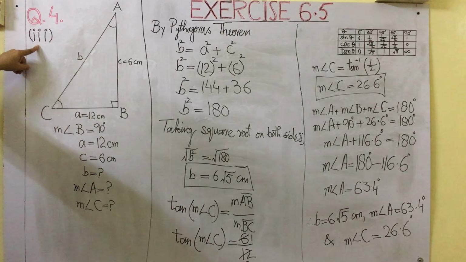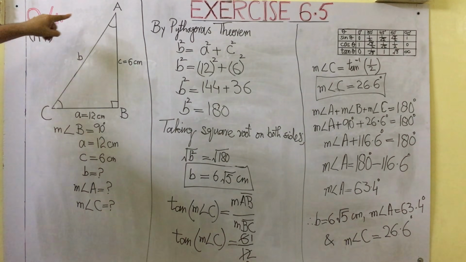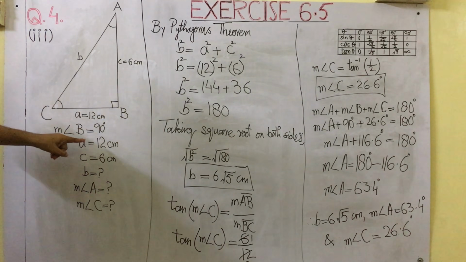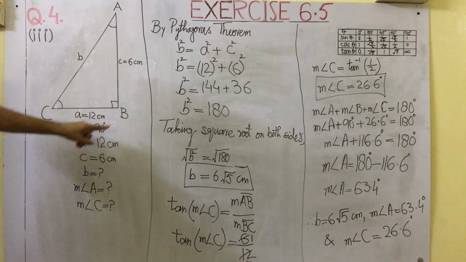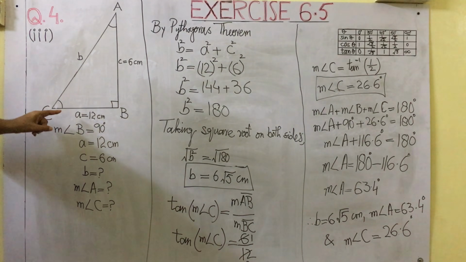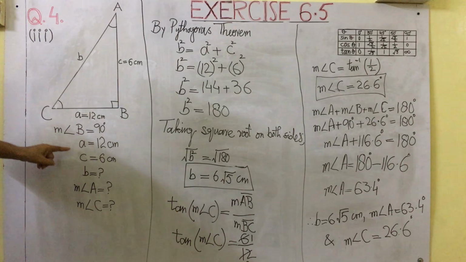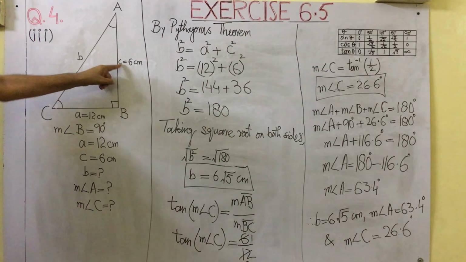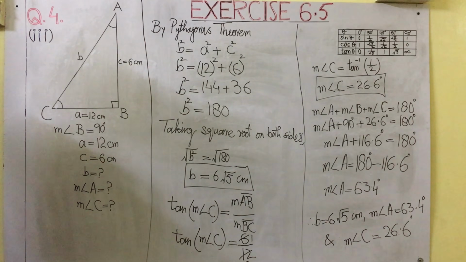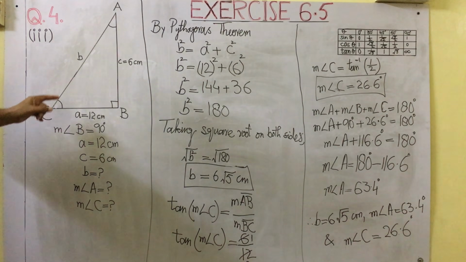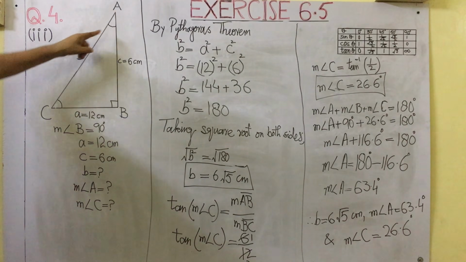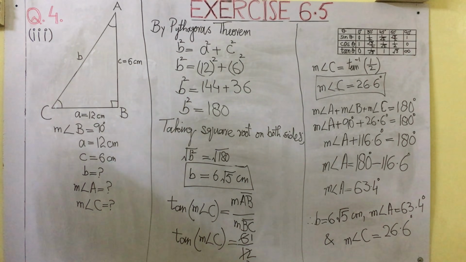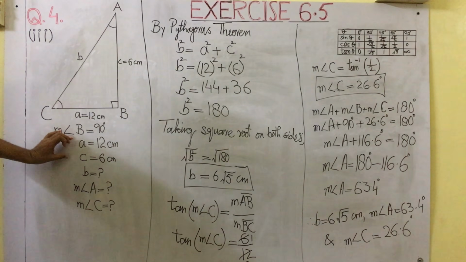Question 4, part 3. Given right angle triangle ABC in which measurement of angle B is equal to 90 degrees. The side opposite to vertex A is small a, which is 12 centimeters. Side opposite to C is small c, which is 6 centimeters. So the unknowns are angle A, angle C, and side B. Two sides, A and C, are given.